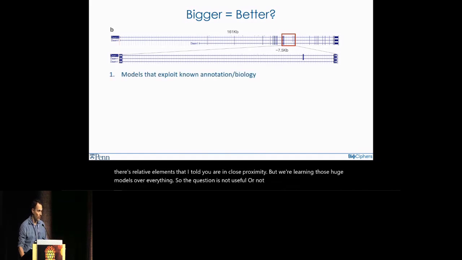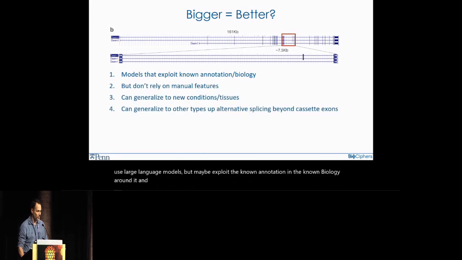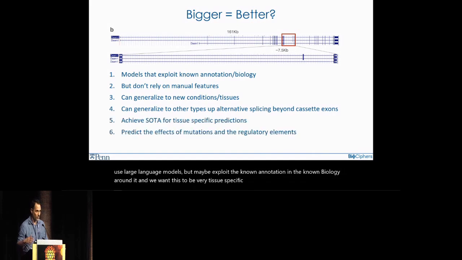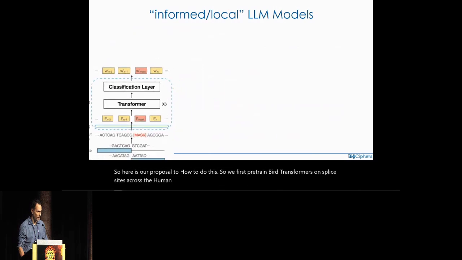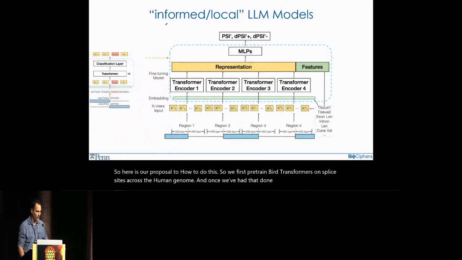And so we want to be able to use large language models, but maybe exploit the known annotation and the known biology around it. We want this to be very tissue-specific, accurate, and be able to also achieve state-of-the-art predictions, tell us where the regulatory elements exist, and maybe then design and correct splicing for therapeutics. So here is our proposal for how to do this. We first pre-train BERT transformers on splice sites across the human genome. And once we've had that done, we can develop this model.